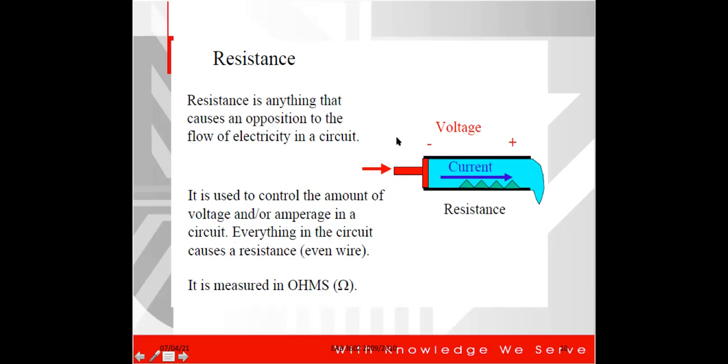Everything in the circuit causes a resistance, even wire. Okay, so if you put in a circuit, just like what I said just now, if you put the lamp, it becomes a resistor. If you put your ammeter to measure the current flow, it also becomes a resistance to the circuit, and even the wire itself has some resistance in it. Okay, and the unit for resistor is ohm.